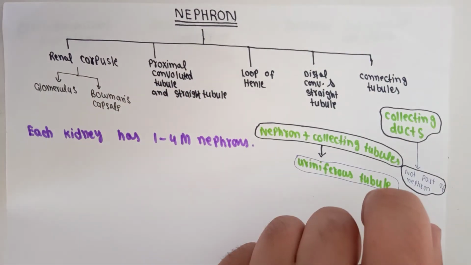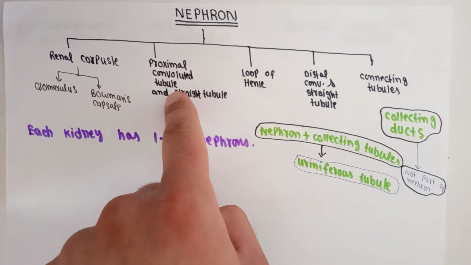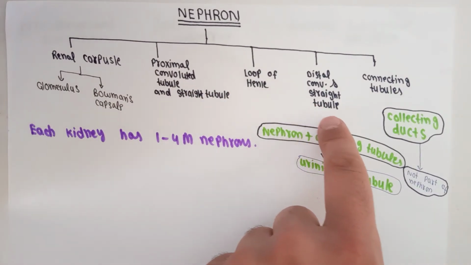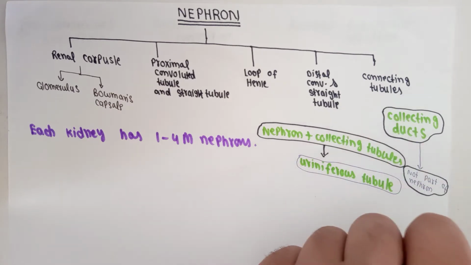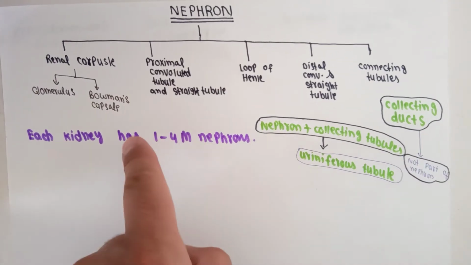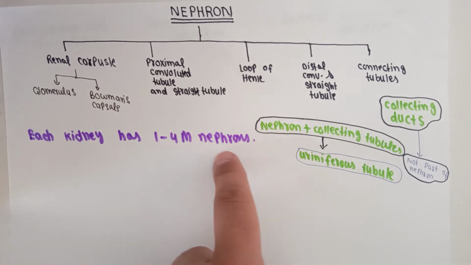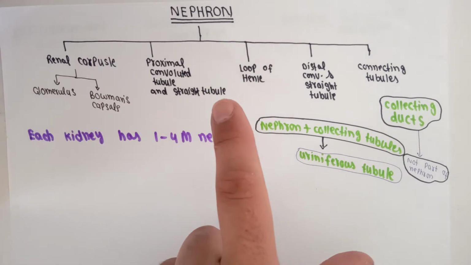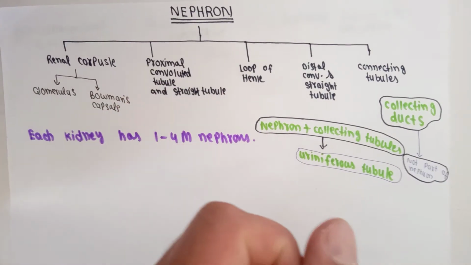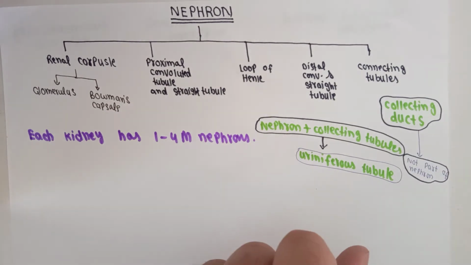Now nephron consists of different parts: renal corpuscle, proximal convoluted and proximal straight tubule, loop of Henle, distal convoluted and distal straight tubule, and collecting tubule. It is important to note that each kidney has approximately 1 to 4 million nephrons, and most kidneys have 2 million nephrons. So this is the nephron count per kidney.